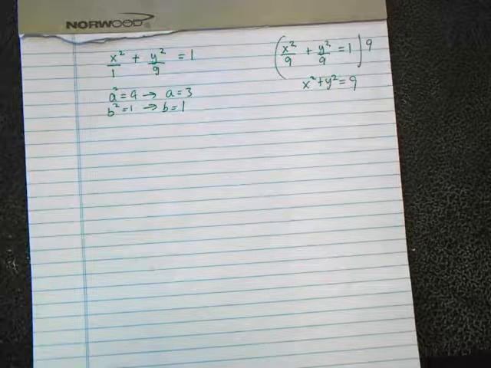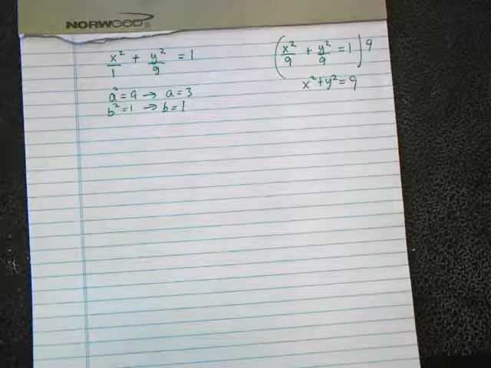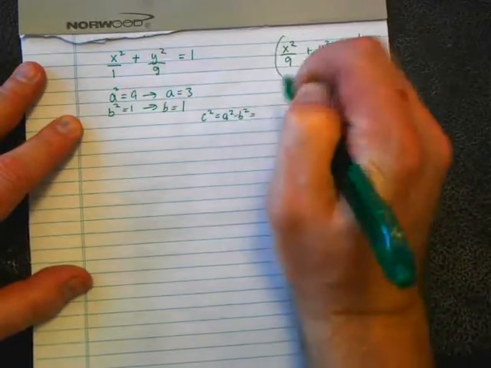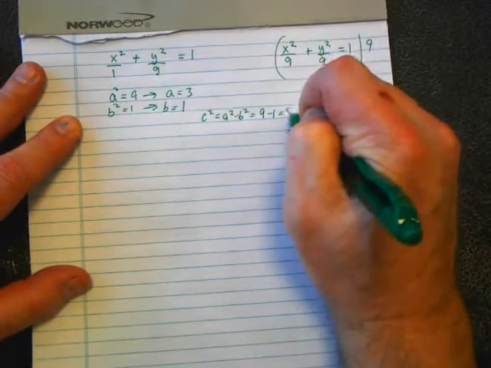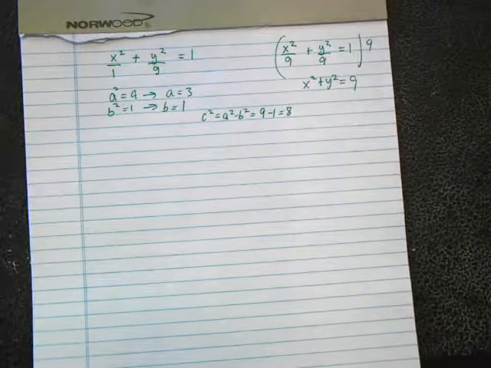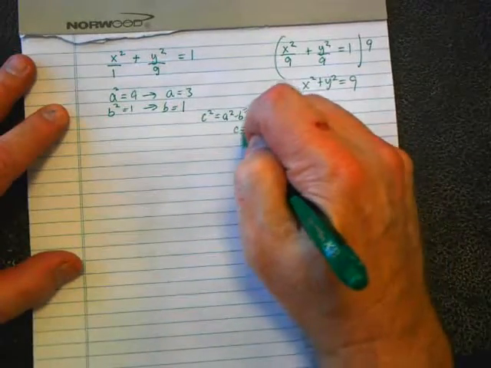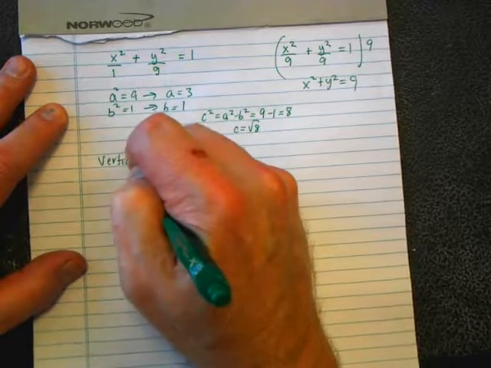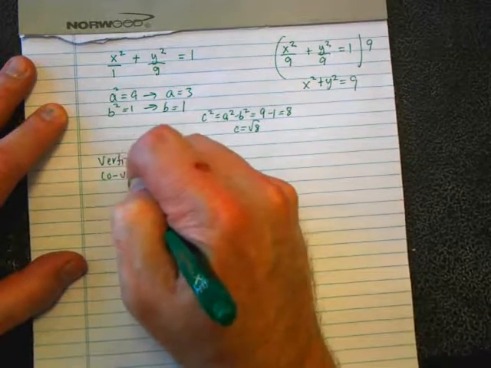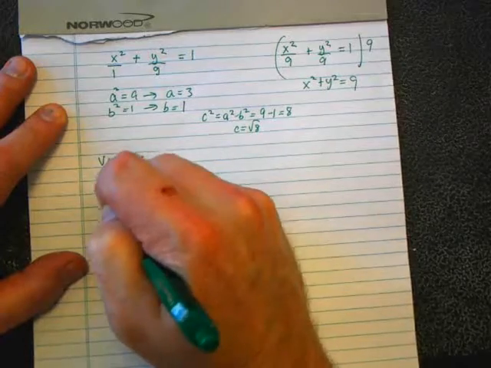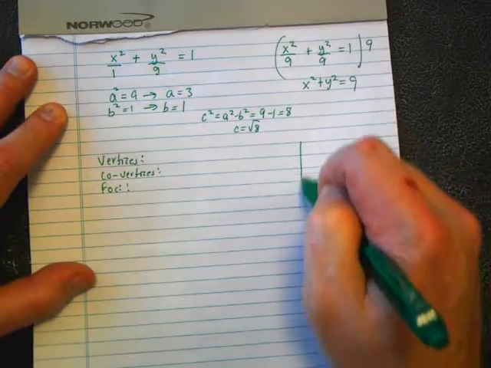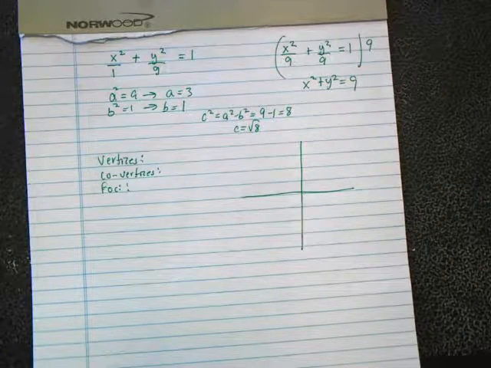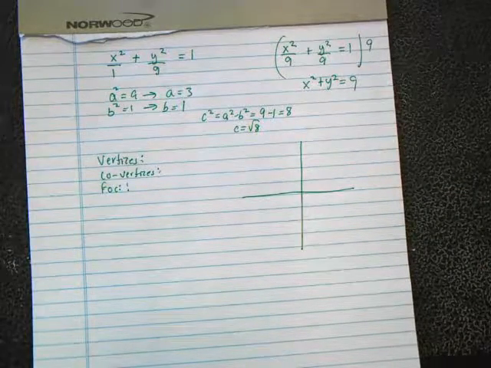And as long as we're here, I guess we might as well figure out C. C squared is A squared minus B squared. That's going to be 9 minus 1, which is 8. So C is the square root of 8. All right, so drawing my picture. Where do the vertices live?